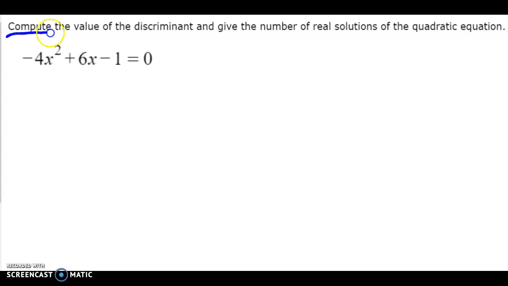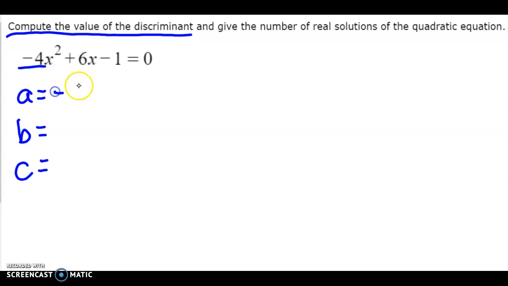When they're asking for you to compute the value of the discriminant to find out the number of real solutions, the first thing we have to do is decide what your A value is, what your B value is, and what your C value is. So that's the first step in any of these quadratic formula questions because we've got to plug those in to begin with. Your A value is what's in front of your x squared, so your A here is negative 4. Your B value is in front of your x, so that's a positive 6, and your C value is that constant at the end, so in this case it's going to be a negative 1.